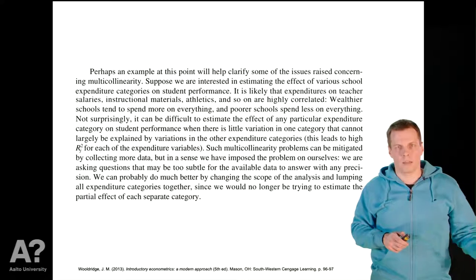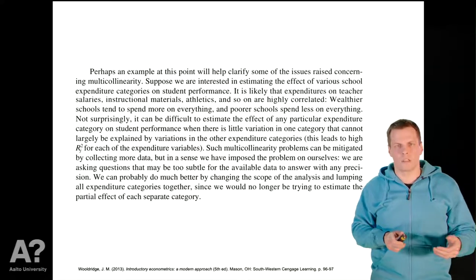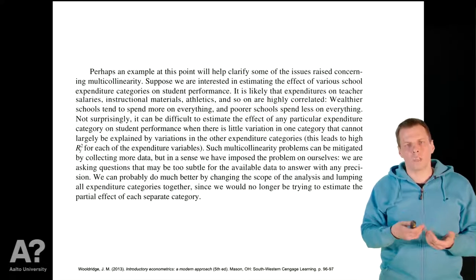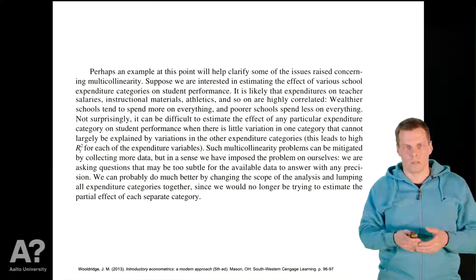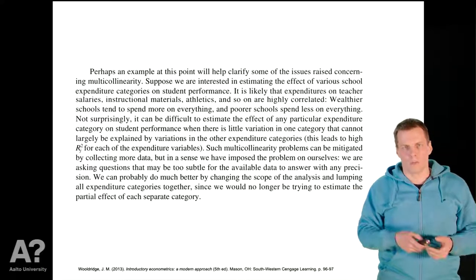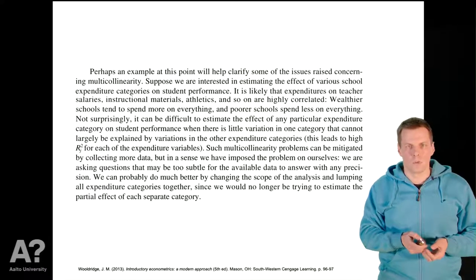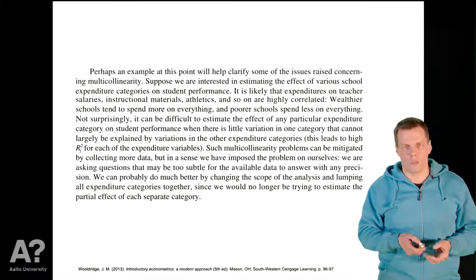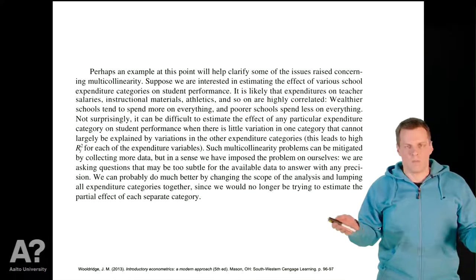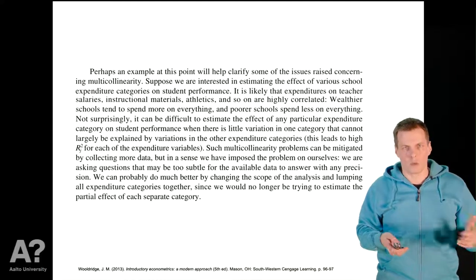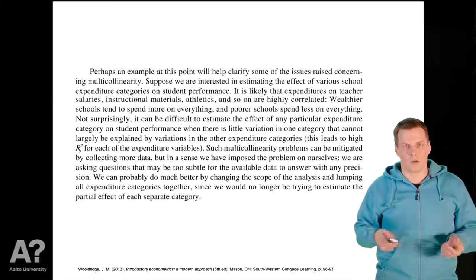That would make a lot of sense unless we are specifically interested in a particular category and how much that contributes. So when our research interest is in this higher level concept, like spending instead of spending in a particular category, and when we have a small sample size, then taking an index would be a reasonable thing to do. Of course, if we had a million schools in our sample, which is unrealistic, then modeling each of these expenditure categories as separate explanatory variables in the regression analysis would be possible, and that would be the ideal thing to do.